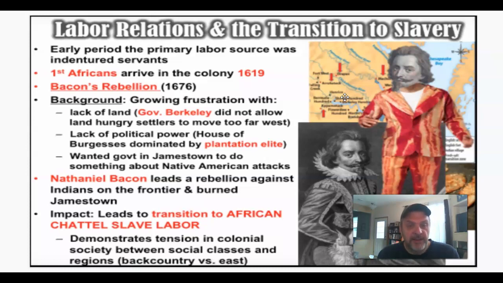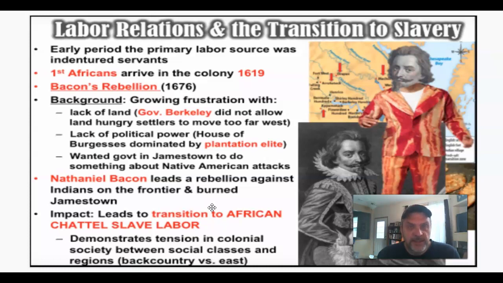So when you combine these three things together, you get a man like Nathaniel Bacon who would lead a rebellion against the Indians, and eventually he would burn the colony of Jamestown to the ground to prove a point. And Bacon's Rebellion was actually a rebellion based on class warfare, the frustrations that existed between the haves and the have-nots. What impact did this have?